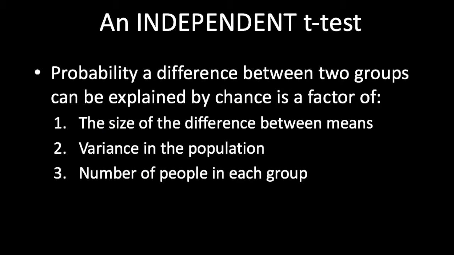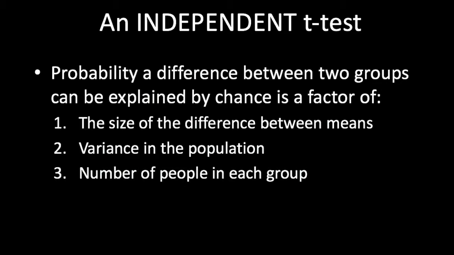So when we test for the difference between groups, the probability that a difference occurs just by chance, just by random error, is a factor of three things. First of all, the size of the difference between means. So if we found a difference of, say, 1 point between the IQ of women in Santa Monica and women in Inglewood, we probably would not be surprised. We might think that could occur just by chance. If we found a difference of 20 points, we might think, probably not.